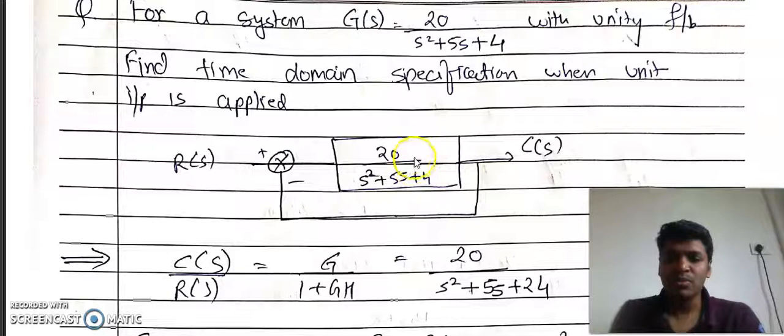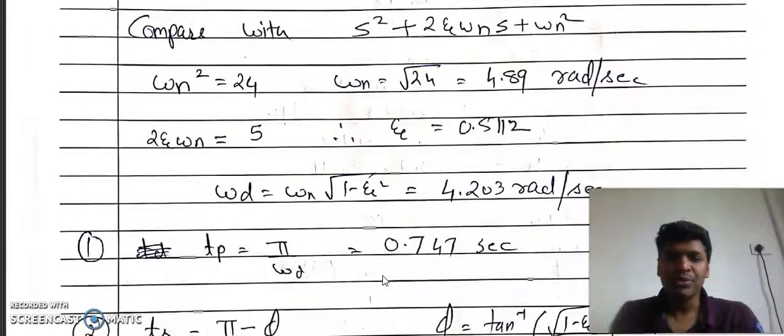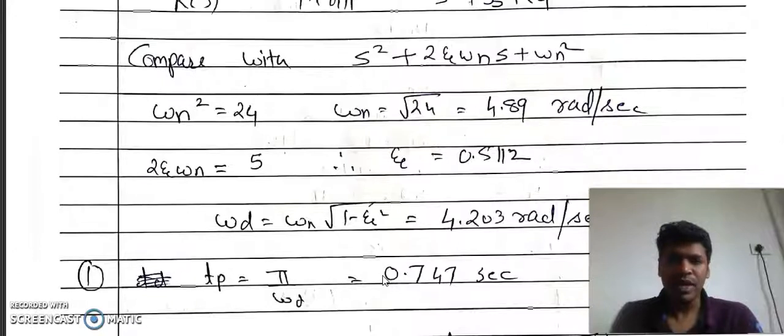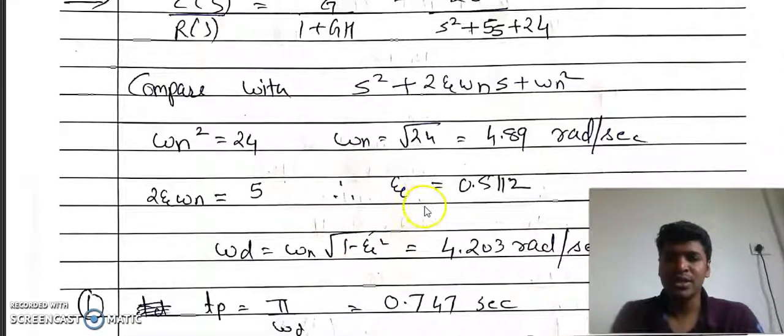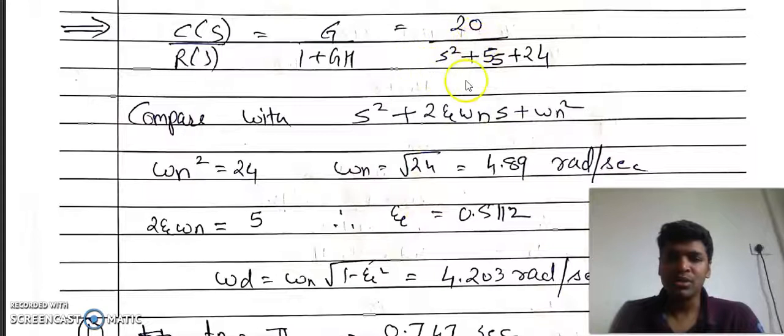So what is the closed loop transfer function? It will be G upon 1 plus GH. This is your transfer function. Now we need to find the time domain specifications. If you observe the transfer function, the denominator is a quadratic equation in s, so the highest power of s is 2. We have done the analysis of second order systems.